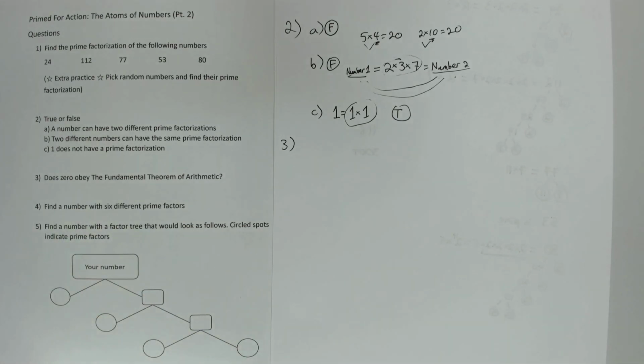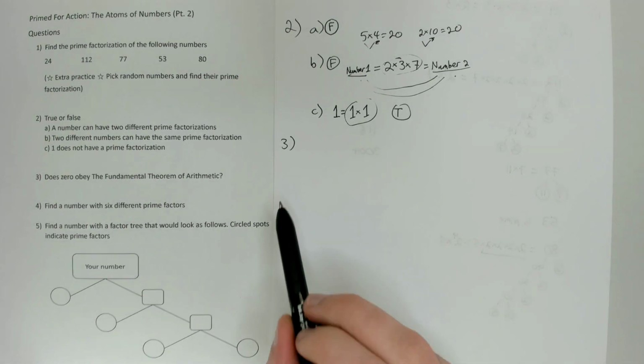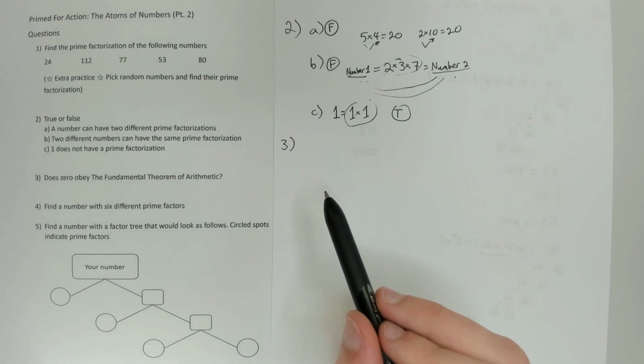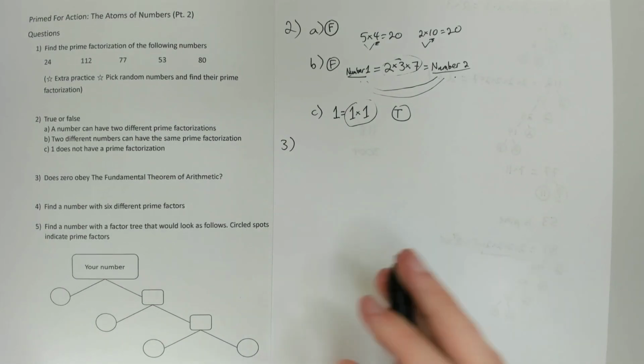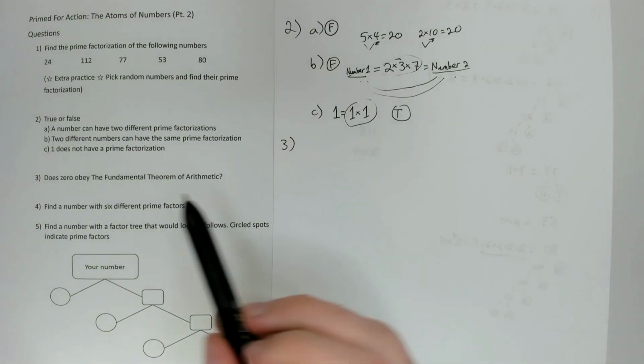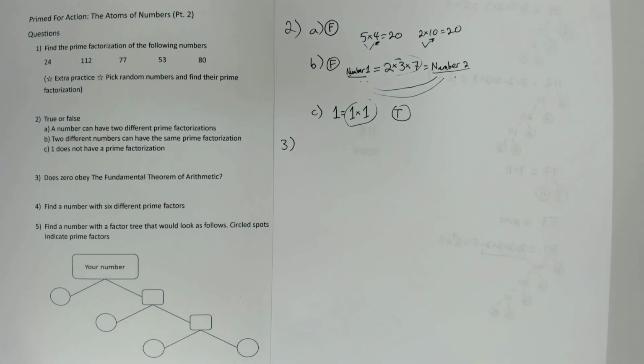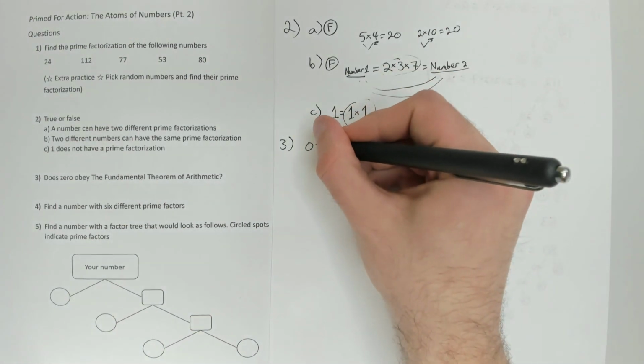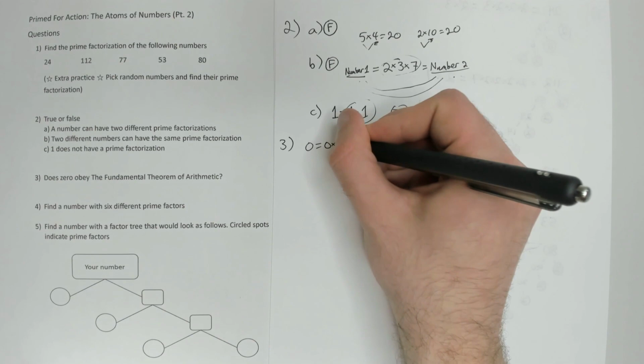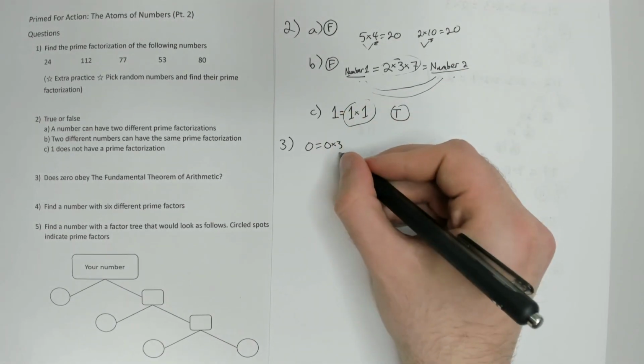Does 0 obey the fundamental theorem of arithmetic? All right, so the fundamental theorem of arithmetic doesn't say anything about 0. It says it's only true for any numbers greater than 1. So 0 isn't greater than 1, so it doesn't really fall into it. However, can 0 be factored into just prime factors? Well, we know that 0 equals 0 times 3, right? And 3 is a prime number.